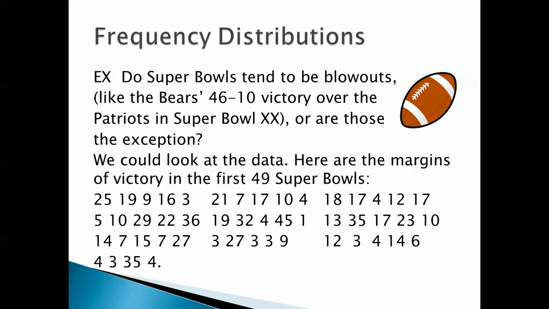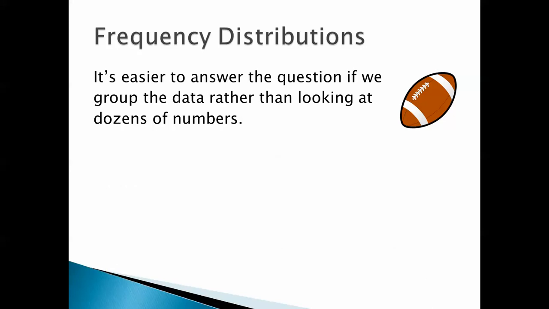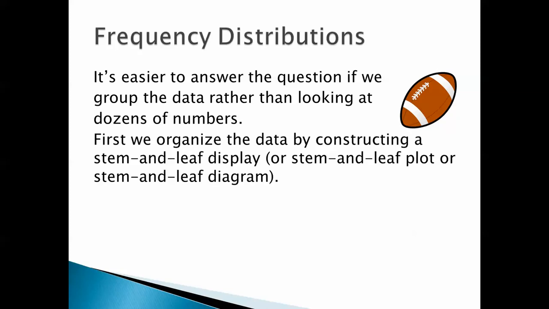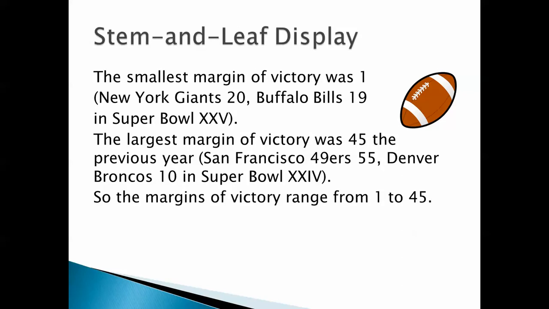25, that was the Green Bay Packers. 19, 9, 16, 3, and so on. Okay, it's easier to answer the question if we group the data rather than looking at dozens of numbers. First, we organize the data by constructing a stem and leaf display, or a stem and leaf plot, or a stem and leaf diagram.